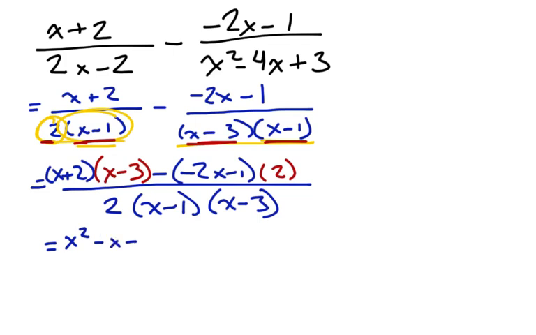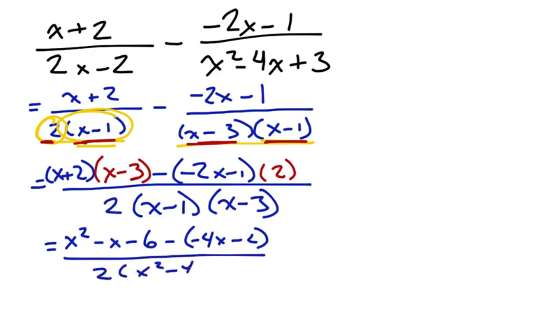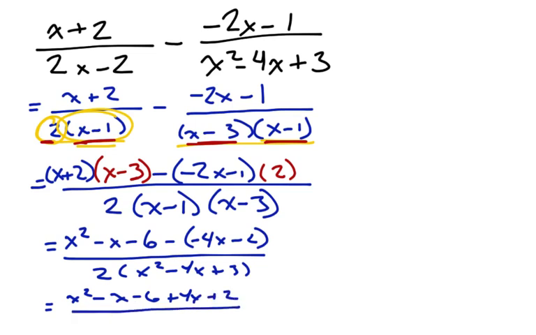X squared minus x minus 6 minus negative 4x minus 2 all over 2 times x squared minus 4x plus 3. Keep multiplying. X squared minus x minus 6. We've got to distribute that minus sign, so we'll have plus 4x plus 2. And in the denominator, you know what? We should just leave it factored, because we're going to look for some common factors to cancel out.